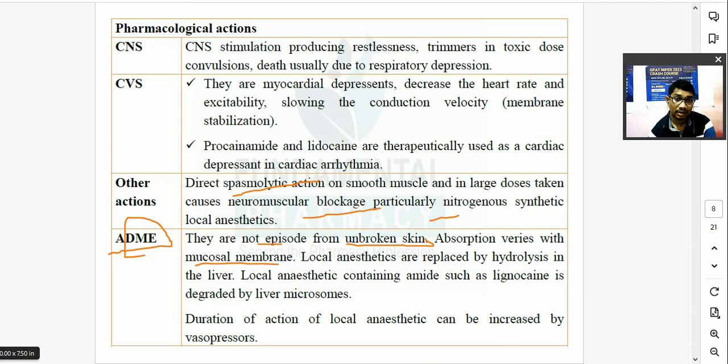Local anesthetics are readily hydrolyzed in the liver. Local anesthetics containing amide, such as lignocaine, are degraded by liver microsomal enzymes, meaning lidocaine's metabolism happens in the liver. The duration of action of local anesthetics can be increased by a vasopressor. For short-acting local anesthetics, how do we increase the duration of action? By using adrenaline. Adrenaline is a vasopressor, and it is combined with the local anesthetic to increase the duration of action.